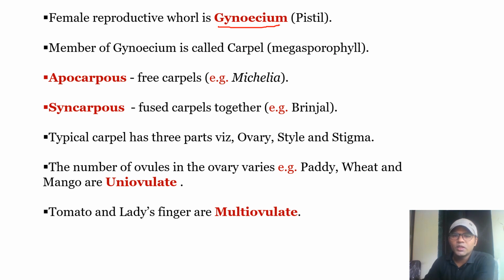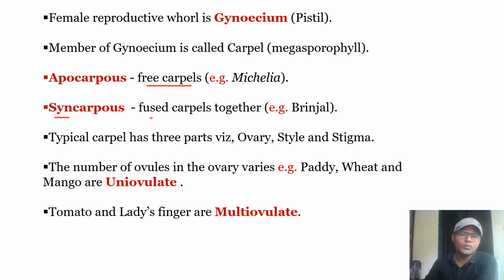So let us see what are the types of carpel. In some plants, it shows the presence of free carpels. They are not joined with each other. Such flower is called as apocarpous. And in some, it is fused with each other, said to be the syncarpous. Examples are Michelia and brinjal respectively.